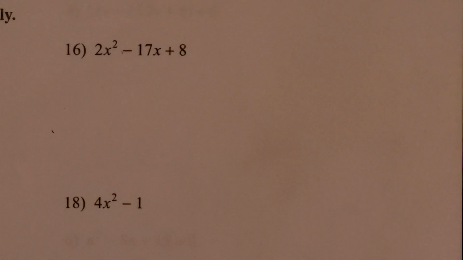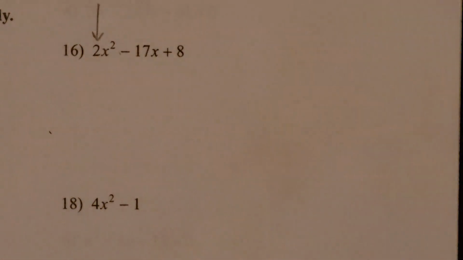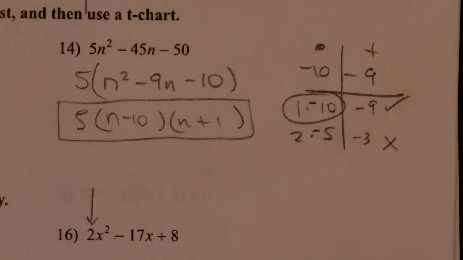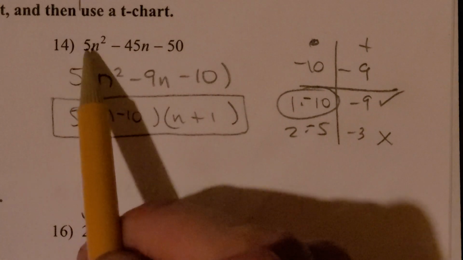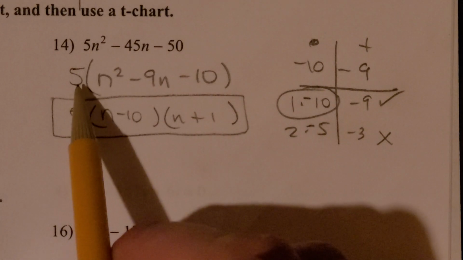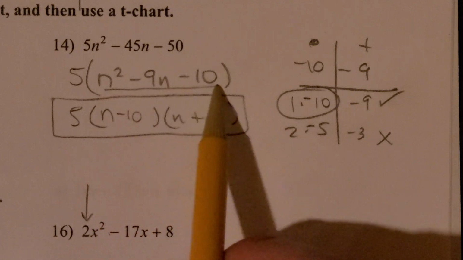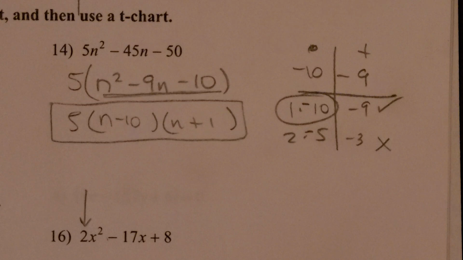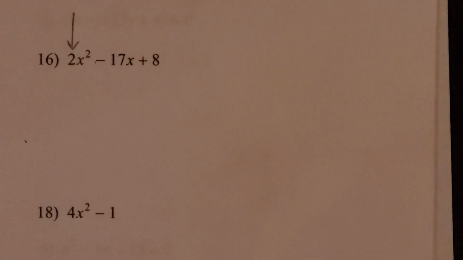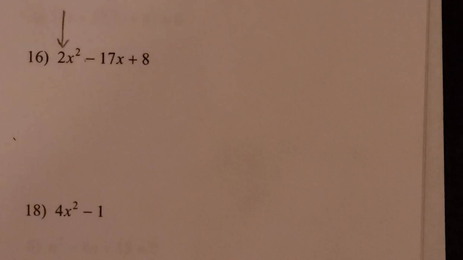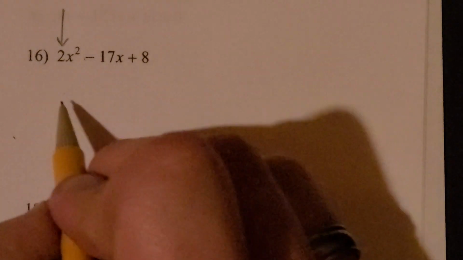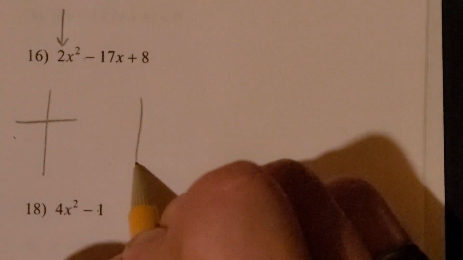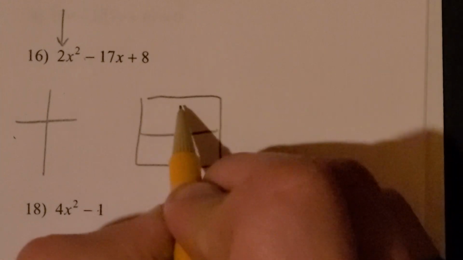Now we're getting to the more fun stuff. Notice I have a number in front. Just like number 14. 14, I had a number in front. But with 14, I pulled out a 5 as a GCF. And then once I'm looking at this stuff on the inside, ignoring the 5, I no longer had a number in front. Well, with number 16, hopefully you realize there was no GCF. So then you had to do the T-chart. Sorry, not table. Box.